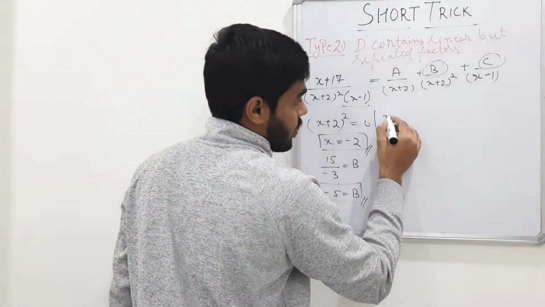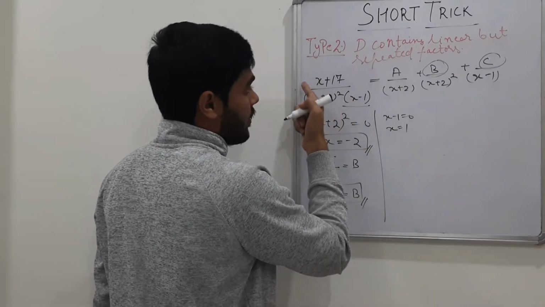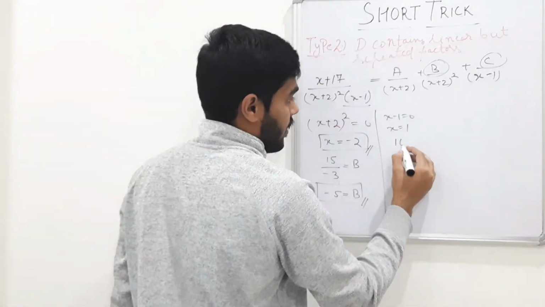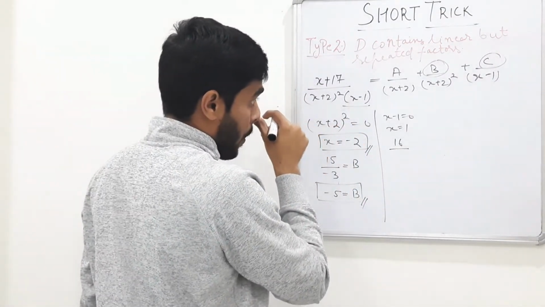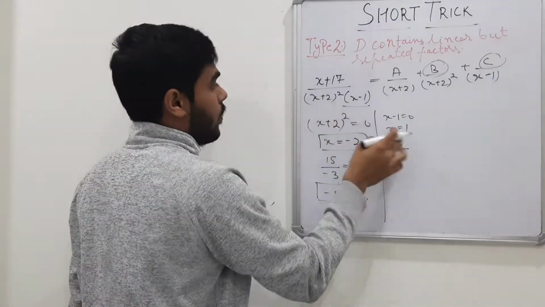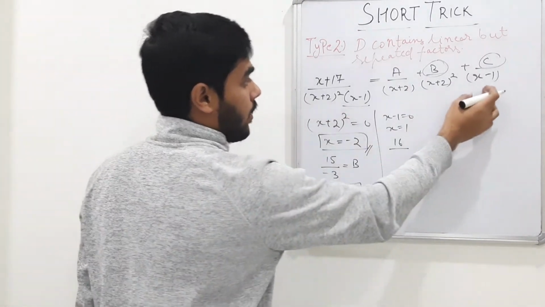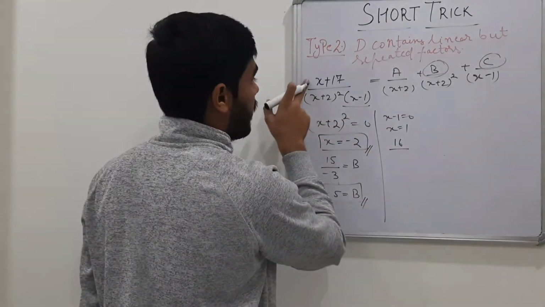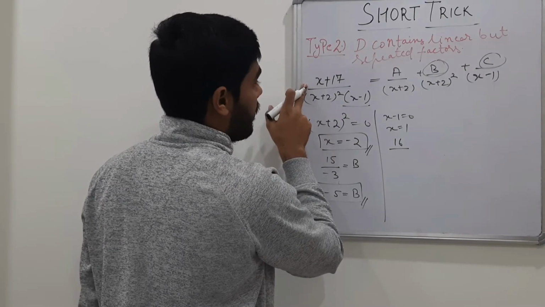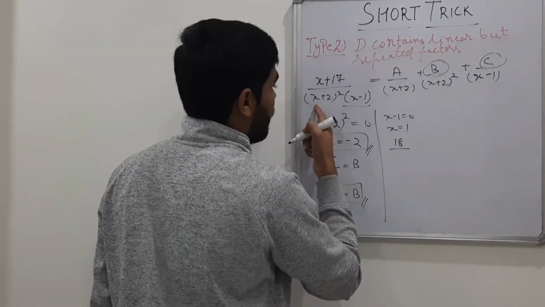Now moving to the second: x - 1 = 0, so x = 1. Now you put x = 1 here. That is 1 plus 17, that is 18, upon (1 + 2) whole square, which is 3 squared, so it will be 9. So 18 upon 9.